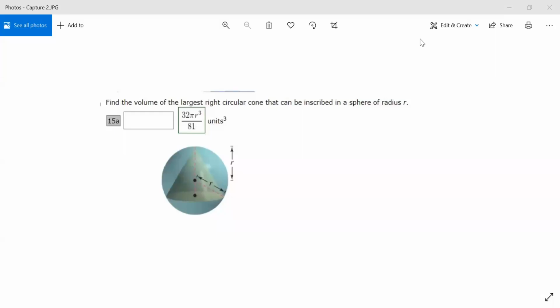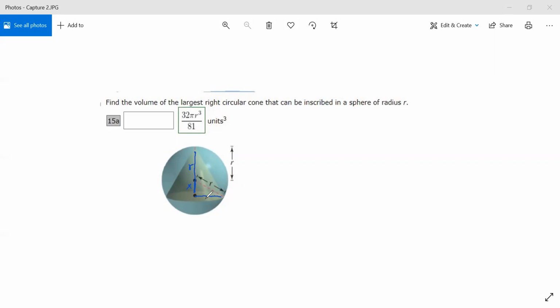So for this problem, we'll just do this. Suppose we're trying to find the largest volume of the right circular cone that is inscribed here, right? So this is the radius, R. This is also the radius R. I'm just going to call this right here X. And this is also the radius, so that's R.